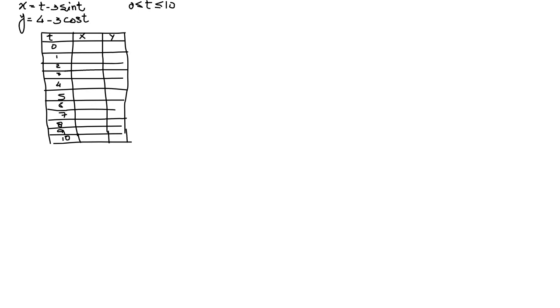Okay, now how you can find the points? First you have to put this 0 in x and y, because this is the value of t. So if I put t is equal to 0, then x becomes what? 0 minus 3 into sine of 0, which is 0. So x is equal to 0 minus 0, which is equal to 0. So the value here x becomes 0.